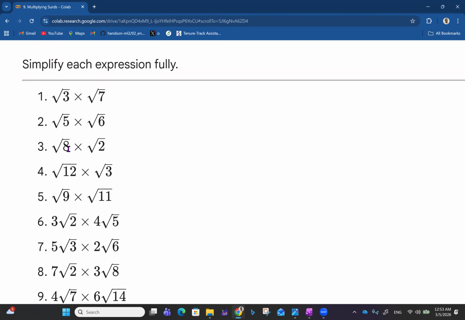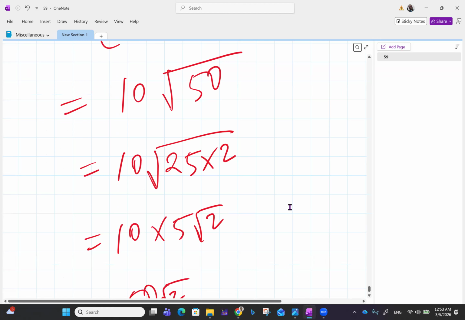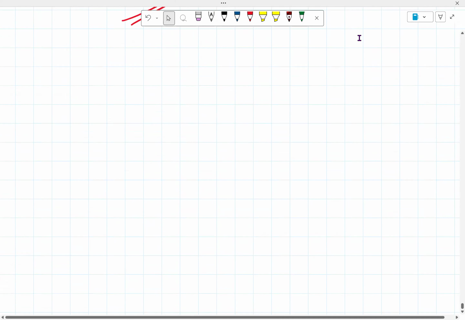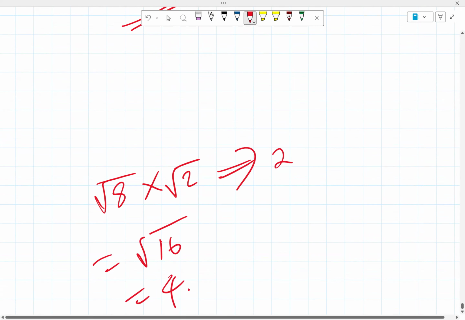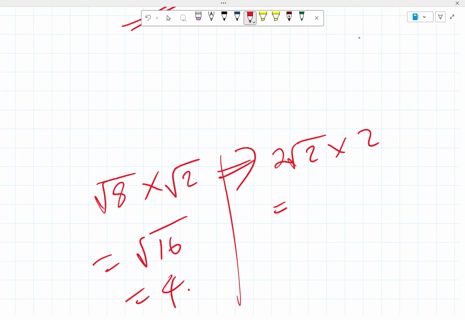This is, of course, 2 root 2 times root 2. That'll be okay. I think I like that. Root 8 times root 2, right? Root 8 times root 2. Of course, that's root 16, which is simply 4. Another way to go is to say 8 is 2 root 2 times 2. I think this is a longer way though. So this is another way to go.